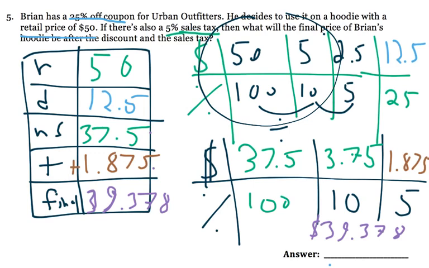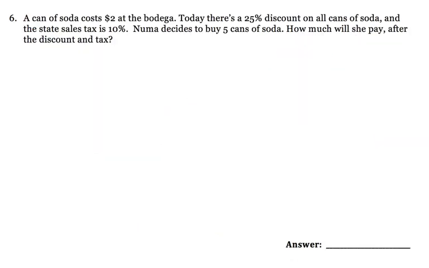$39.378, and when you actually go to pay this bill, since we don't have coins that go into the thousandth place like this, they'll probably just round up. So they'll say something like $39.38. But the real answer, as I said, is $39.378. So now we can move on to the next problem.